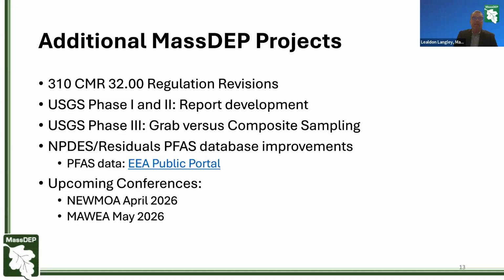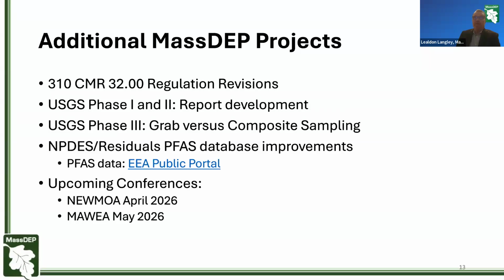We also have underway previous studies with USGS, the U.S. Geological Survey, for phase 1 and 2. That report development is currently underway, having completed the sampling in that particular report. And they are now undertaking phase 3, which is a study to evaluate grab versus composite sampling.